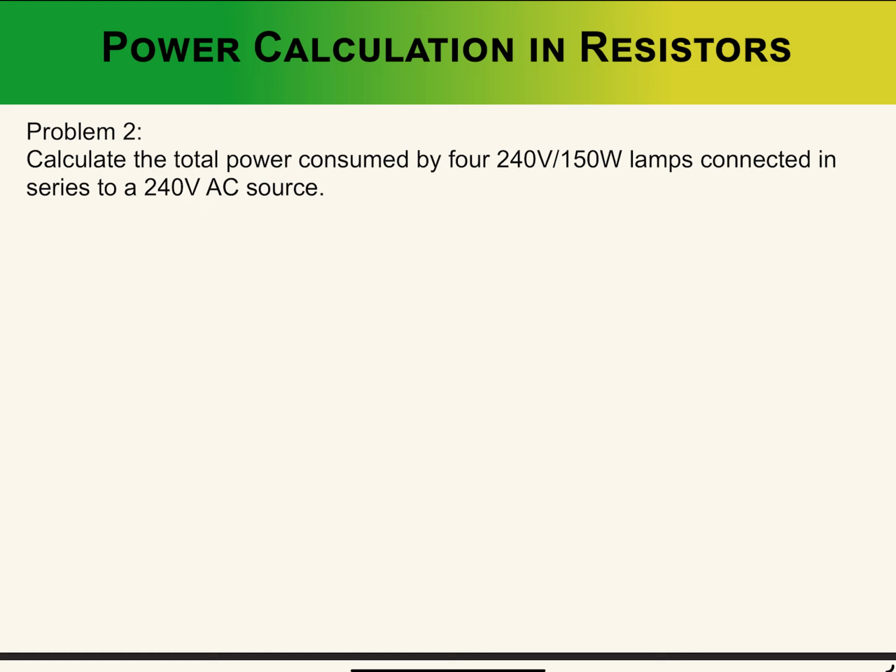So for each lamp, we have 240 volts of voltage and 150 watts of power. The relationship that relates them together is P equals V squared divided by R. Now that we have both V and P, R becomes V squared divided by P. So we have 240 volts squared divided by 150 watts, which takes us to about 384 ohms. So this is the resistance of each one of these lamps.